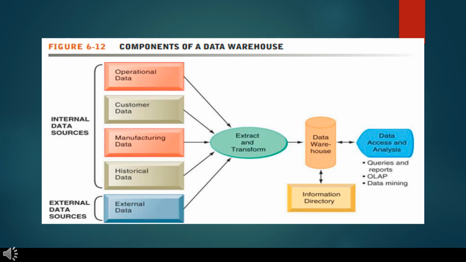So in this figure, the data warehouse extracts current and historical data from multiple operational systems inside the organization. These data are combined with data from external sources and reorganized into a central database designed for management reporting and analysis. The information directory provides users with information about the data available in the warehouse.